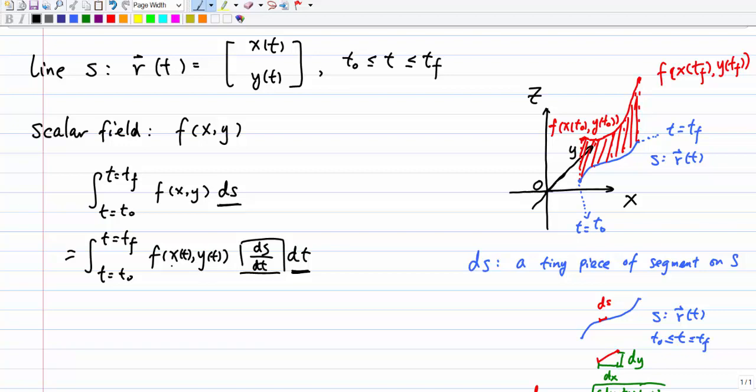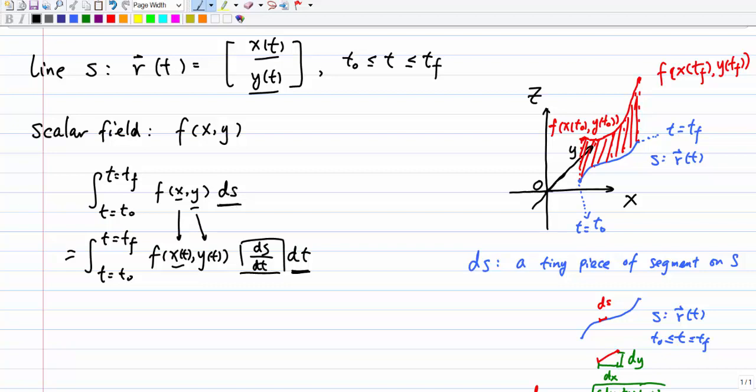For the first part, we just have to replace f(x,y), replacing x by x(t) and y by y(t), which is straightforward because we're just talking about a point on the curve. So we replace x by its x(t) and y by its y(t). It's a function of t. We replace f as a function of (x,y) by a function of t. That part is done.